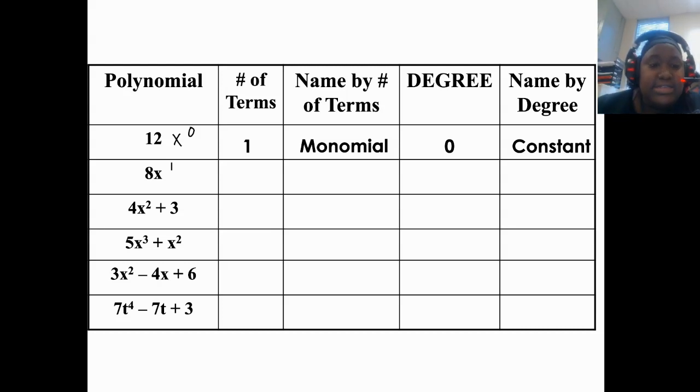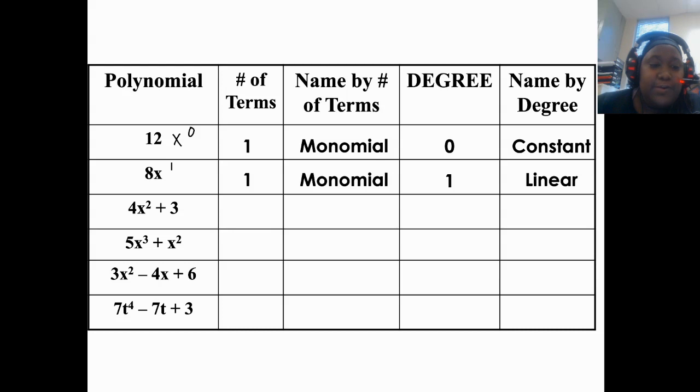Now, let's look at the next example. We have 8x to the first power. Again, it's an understood 1 there because it's nothing there. So for the number of terms, there's no addition and no subtraction here. So it's only one term, which again makes it a monomial. My degree in this case is 1. And so I name that degree by saying it's considered a linear function.